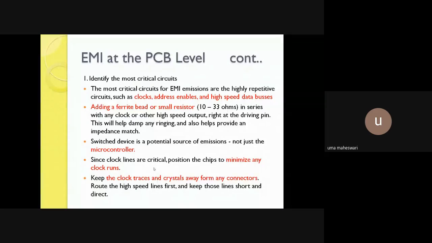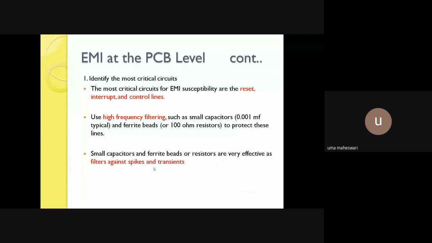After that, minimize the clock runs and keep the clock traces and crystal signals away from the connectors. That is very important because they will interfere. And then we need to identify reset, interrupt, and control lines. High frequency filtering, such as small capacitors like 0.001 microfarad or ferrite beads, will play a major role in the mitigation of it. Small capacitors, ferrite beads or resistors are very effective filtering against spikes and transients.